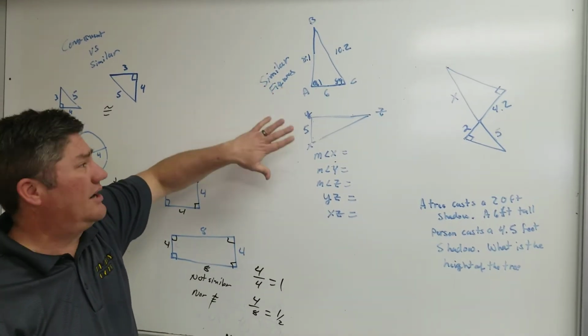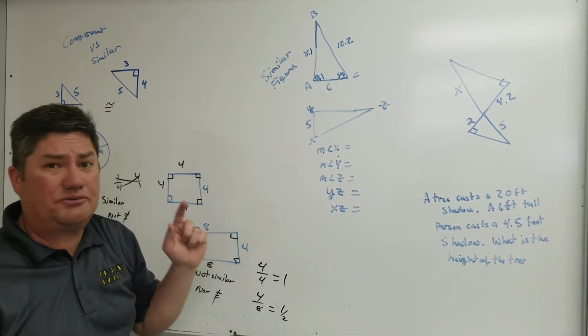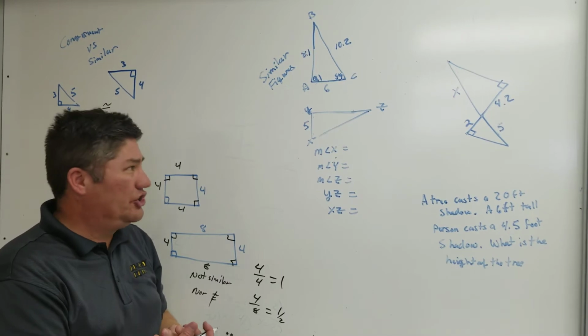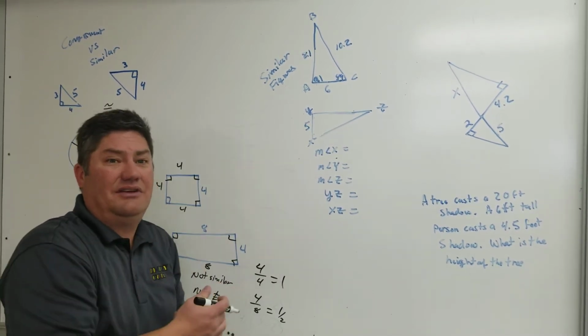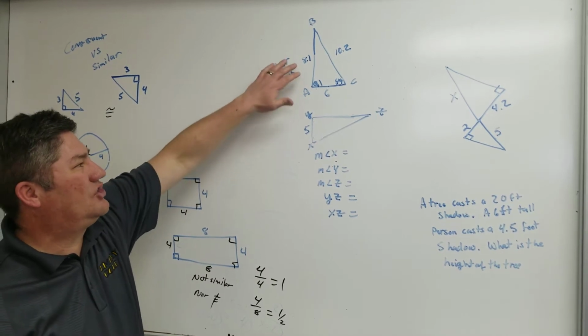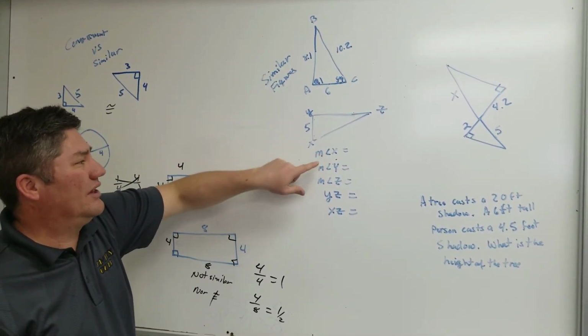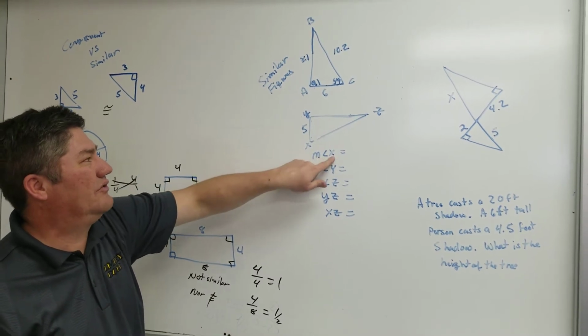No, these are not congruent, but they are similar. So the ratios of the corresponding sides should be the same. What I'm going to start with is the shortest side of each triangle as I'm finding it. Well, let's start with the angles, because this asks for the measure of angle x.